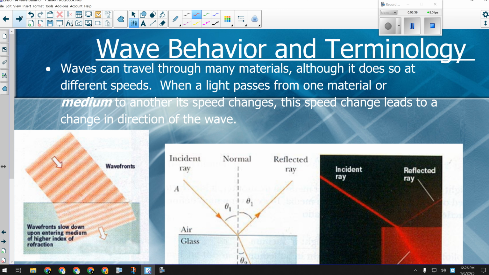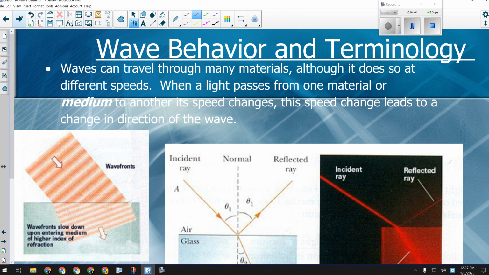So when light passes from one medium to another, its speed changes, and that speed change leads to a change in the direction the wave is traveling. If it comes in obliquely, that means if it doesn't come in straight on. If it comes in straight on, its direction won't change. But if it comes in at an angle, its direction changes as well.